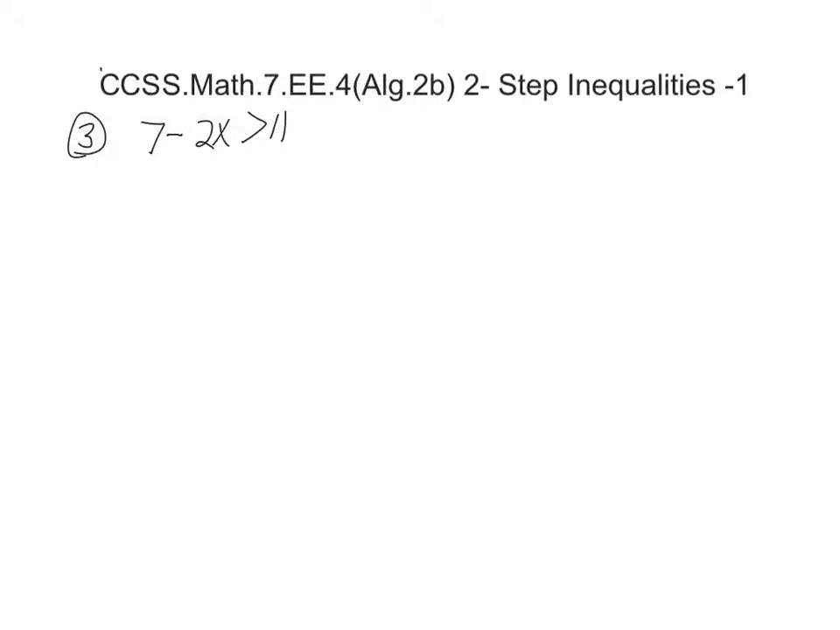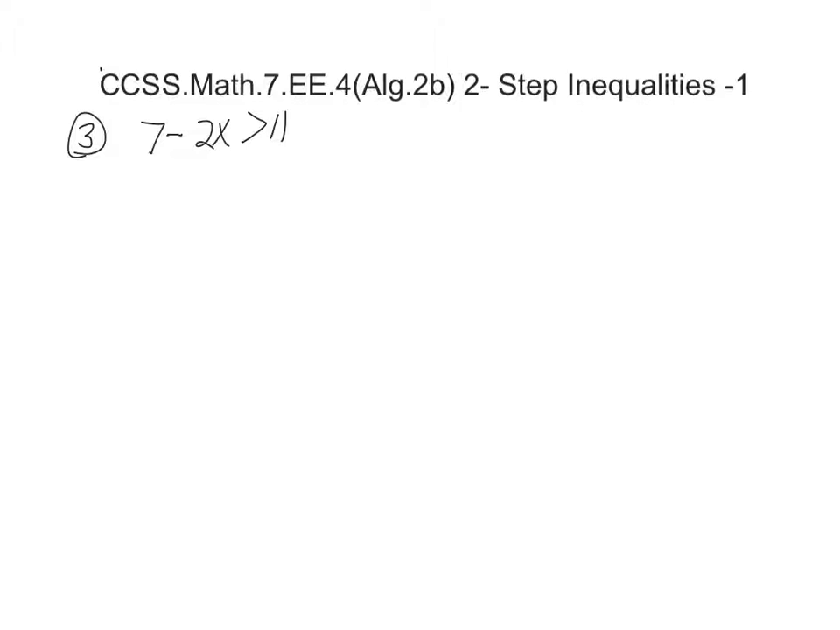Common Core State Standards, Math, 7th grade, Expressions and Equations 4, Algebra 2A, and we're still talking about two-step inequalities. They're very much like equalities, but there's a little bit of a snag here, and I hope you remember it. So we have 7 minus 2x is greater than 11. We need to solve this, and two steps means there are two operations to solve this.